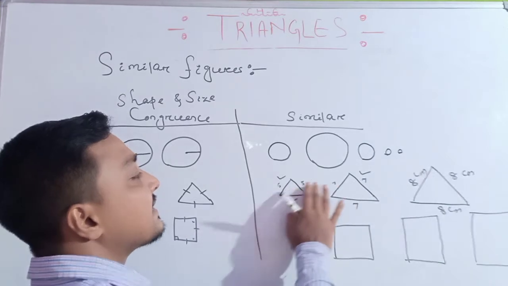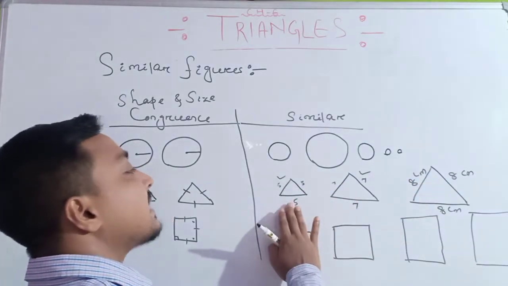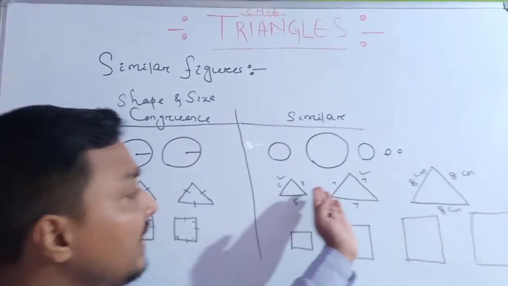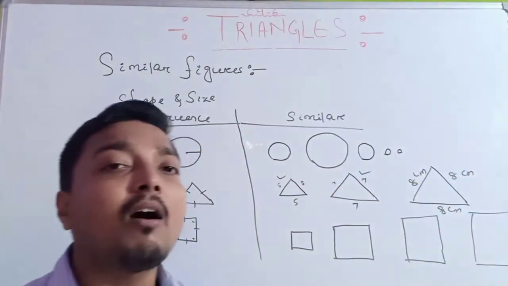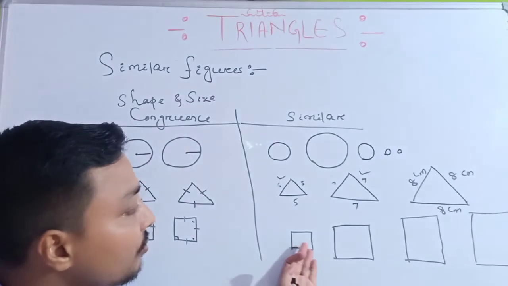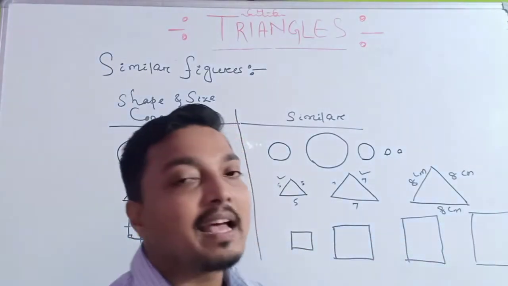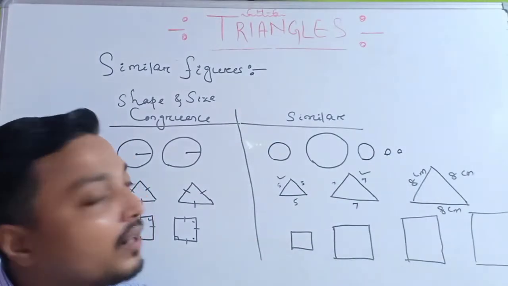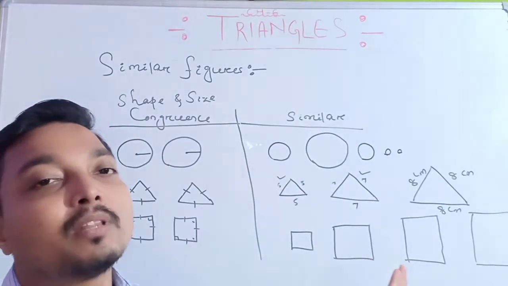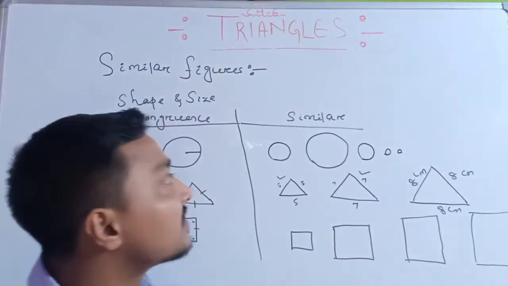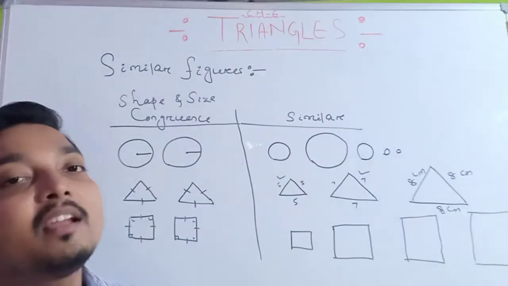Here it is also the same. The shape is the same with one another, but the size differs, so all these triangles we can call similar triangles. Here also all of them we can call similar squares, because their shapes are the same but they vary in their size. Perfectly understood? So this was our discussion regarding the similarity of figures.